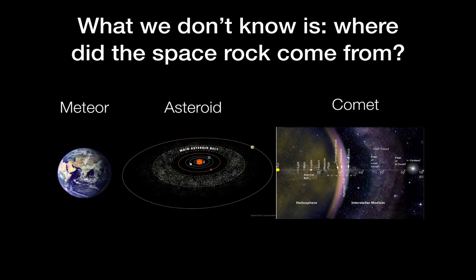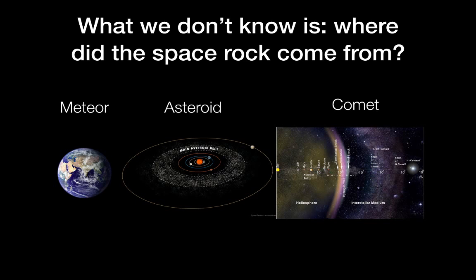Now, asteroids and comets are the two different types of rock that can hit us. And they are different because they come from different parts of the solar system, and therefore they have a different type of composition. Asteroids we find typically in the main asteroid belt, which is located between Mars and Jupiter, which you can see in this middle image here. Asteroids are typically very rocky, so they're made of mostly rock.